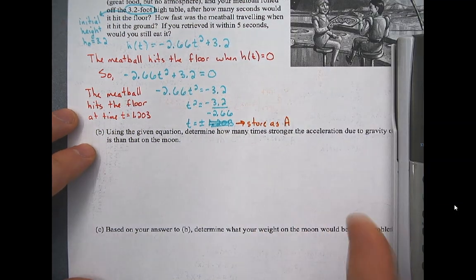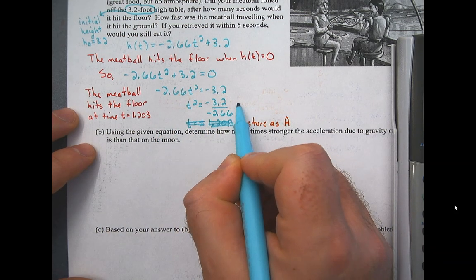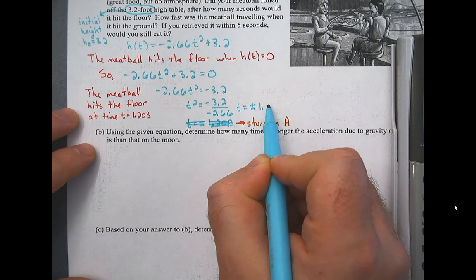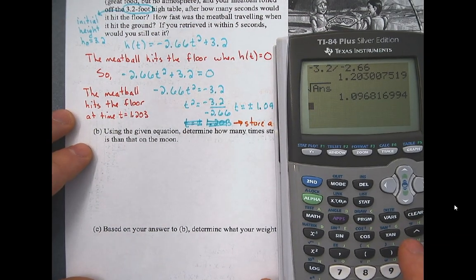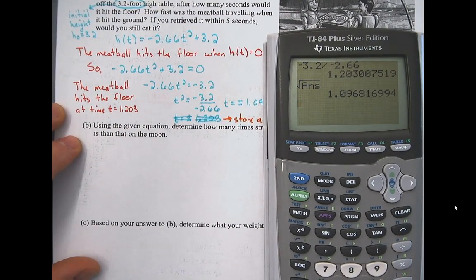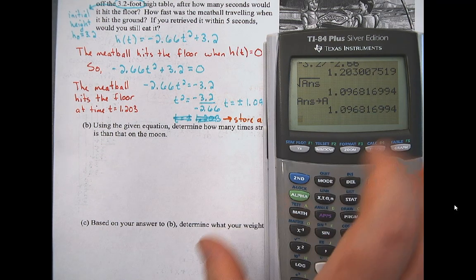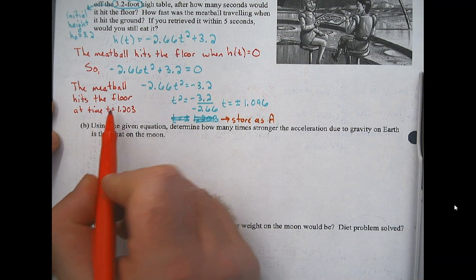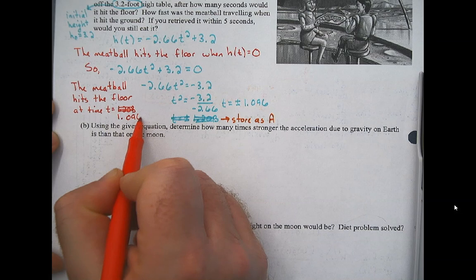That's better. So now I get that t is equal to plus or minus 1.096. No, we don't round that. We truncate it. 1.096. Now I want to store that as A. Now A is that number, so we can use it later on. So let's actually answer the question properly this time. The meatball hits the floor at a time t equals 1.096 seconds.